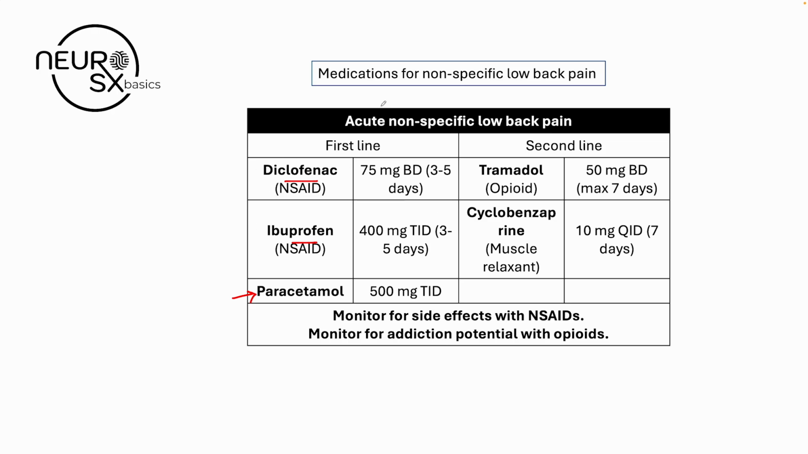When first line treatments fail or do not work sufficiently, second line drugs can be considered, which is an opioid like tramadol or a muscle relaxant like cyclobenzaprine. Maximum 7 days, again a very short duration. Monitor and always remember that a lot of patients might have addiction potential. Always ask if they're already alcoholics and smokers, which means that there's a very good chance that they could get addicted to other substances also. Particularly with NSAIDs, make sure that you're monitoring for side effects.